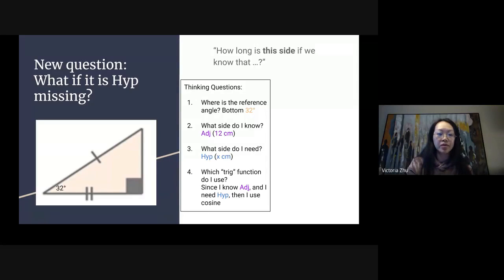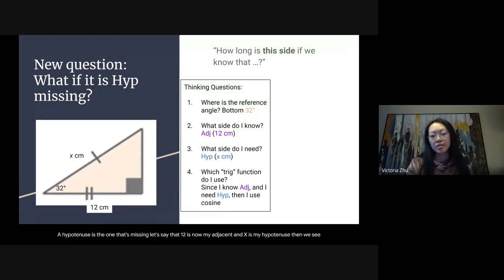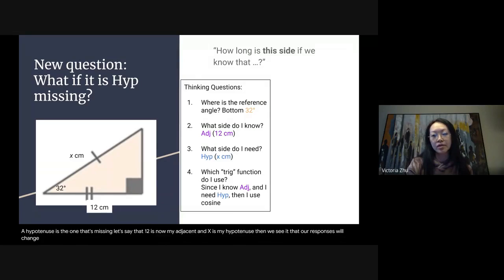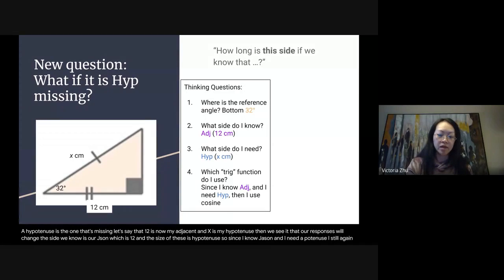So what if my hypotenuse is the one that's missing? Let's say that 12 is now my adjacent and x is my hypotenuse. Then we see that our responses will change. The side we know is our adjacent, which is 12, and the side we need is hypotenuse. So since I know adjacent and I need hypotenuse, I still again use cosine.